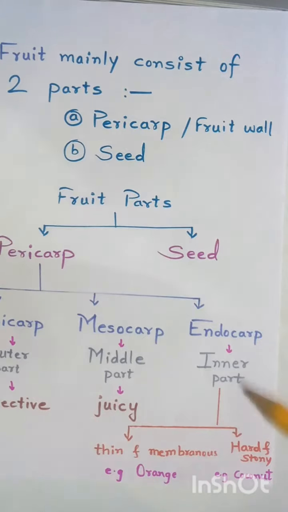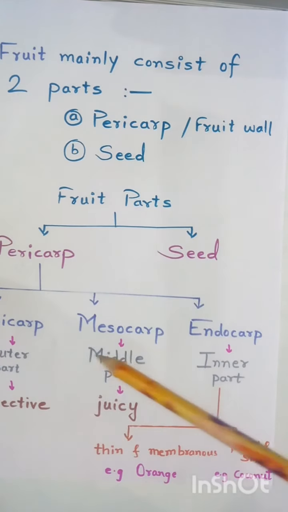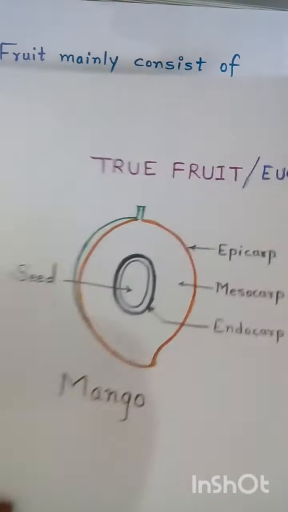Sometimes the endocarp is thin and membranous, the example of this is orange, and when the endocarp is hard and stony, the example is coconut. So this may change depending on the type of the fruit. Now let's see these parts in the diagram as well.